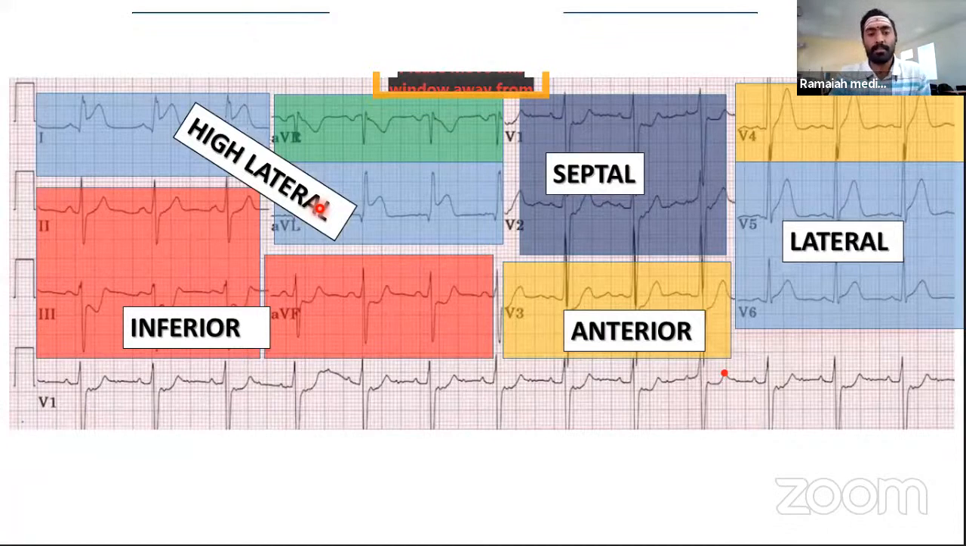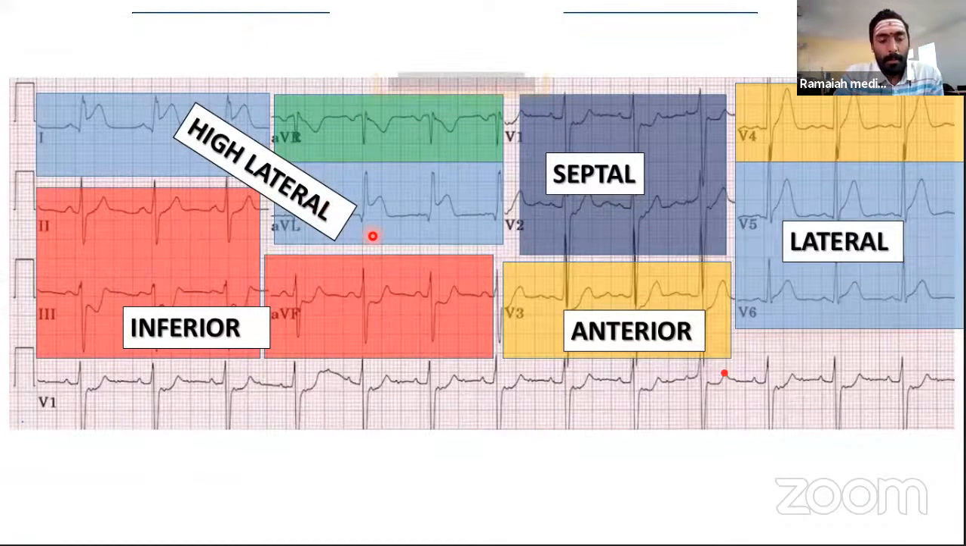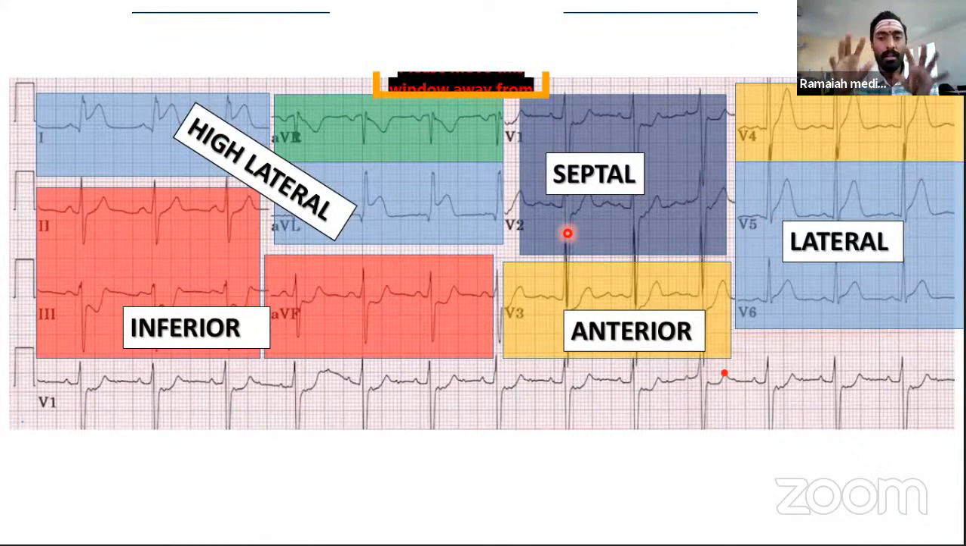There is going to be an exclusive session on myocardial ischemia and infarction. So always, when you're looking at the ECG, look at the inferior leads, lateral leads, septal and anterior. A mental picture like this will help you understand what is exactly happening in the heart.